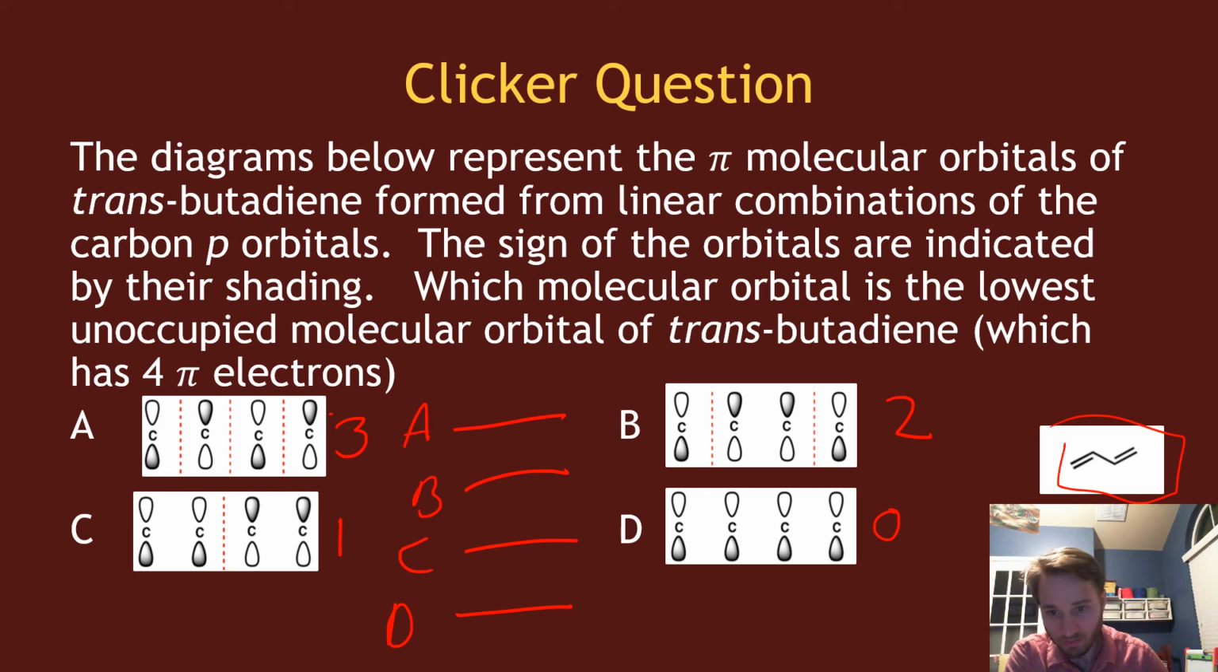And so trans-butadiene has 4 carbon atoms. Each carbon atom will contribute 1 pi electron. So I have a total of 4 electrons to fill. So I've occupied my D and C orbitals, and my B is the lowest energy unoccupied orbital. So the answer here is B.